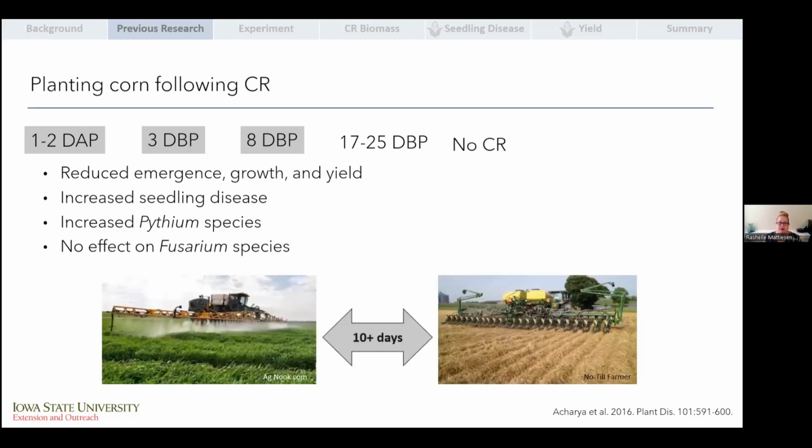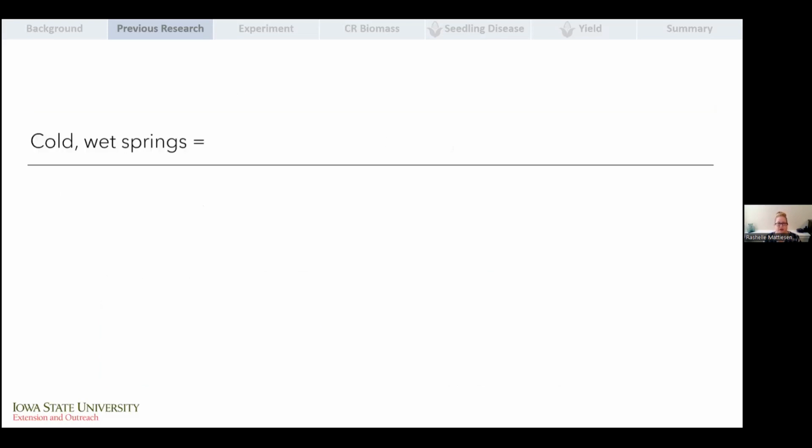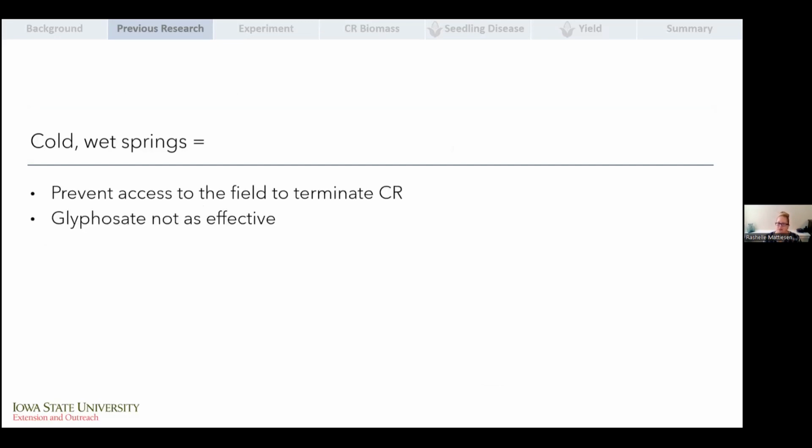And so that came about then for the recommendation of waiting 10 days or more between when you're spraying your cover crop to terminate it and when you're planting the corn. But life happens, or the weather happens, right? We can have cold, wet springs here in Iowa, and that can prevent farmers from getting into the field to terminate their cover crop or to plant their corn. And then glyphosate might not be as effective when the temperatures are cooler.